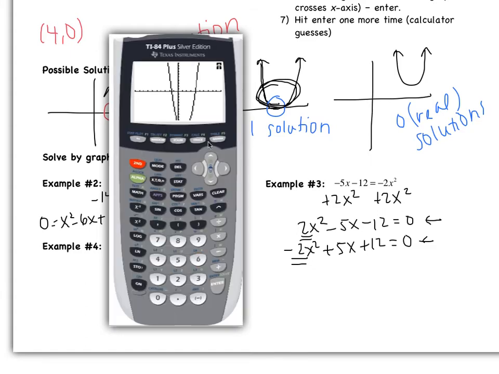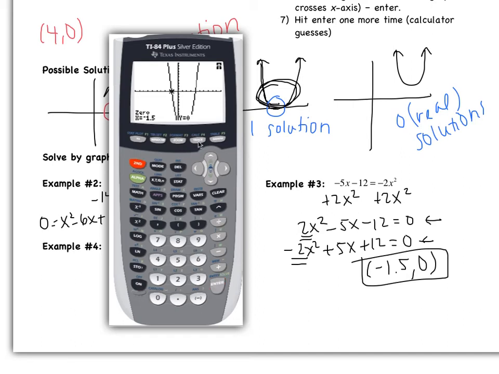So I'm going to hit second calc and go down to 0. I'm going to start by finding that left 0. So as I go left, my cursor is going up. The left bound is above the x-axis. The right bound is below the x-axis. Hit enter, and hit enter one more time. Okay, this is my first 0. Negative 1.5, comma 0.